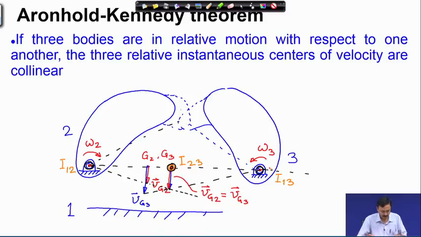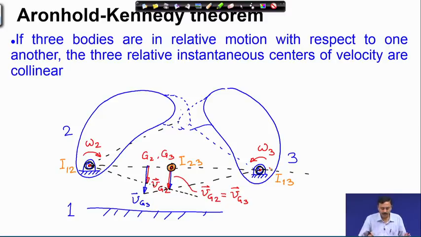Because remember, I12 is the relative instantaneous center of body 2 with respect to the ground. That will remain the same. I13 is the relative instantaneous center of body 3 with respect to the ground. That also will remain the same even if I let the ground move, keeping the relative motions the same. So, nothing is going to change.